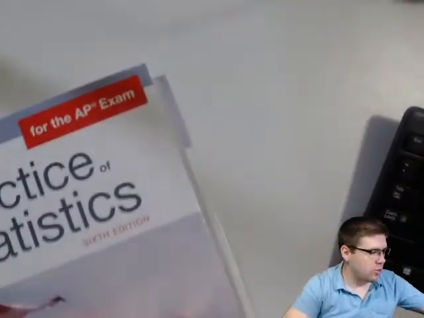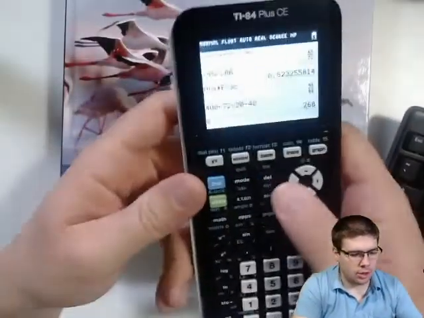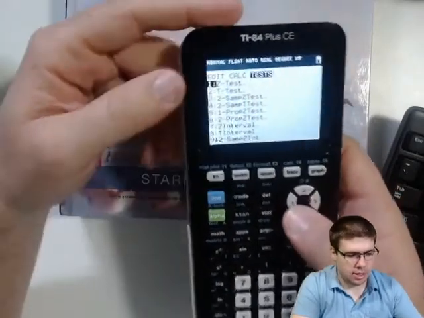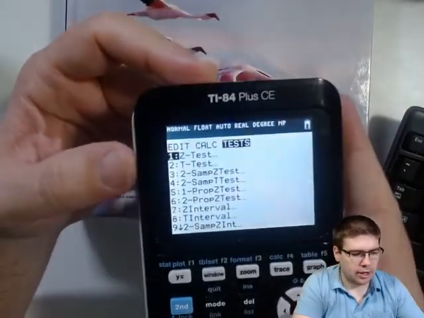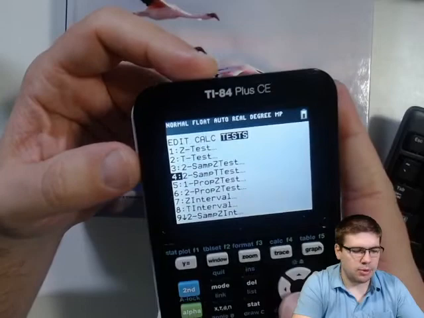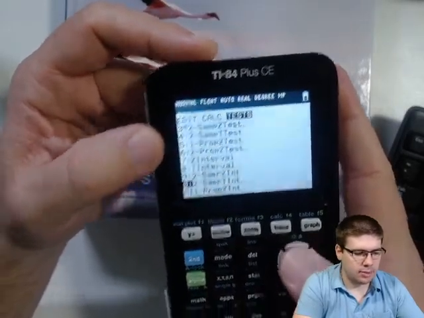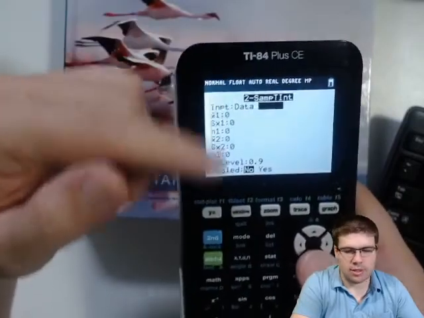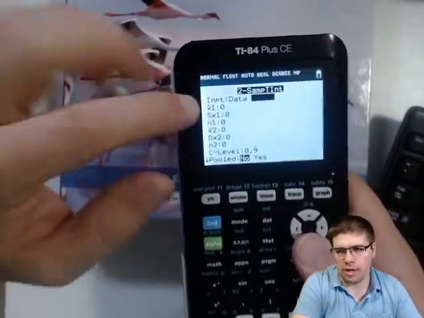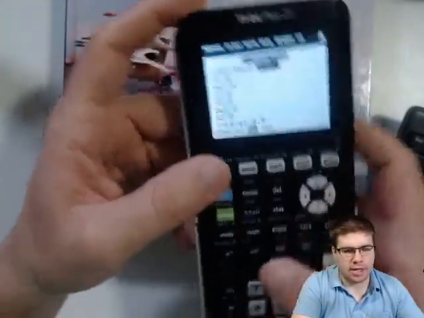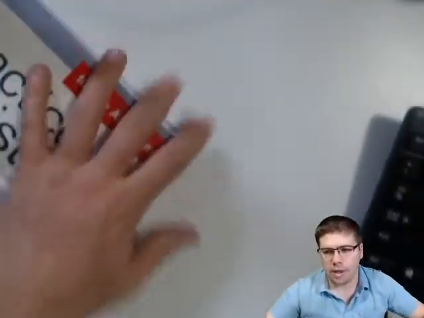The good news is your calculator will do this. When you go into your calculator and you do the 2-sample t interval, and I'll show you this again in a minute, and you type in a bunch of values, it'll actually give you what that degrees of freedom is. And so that's what they mean with technology.